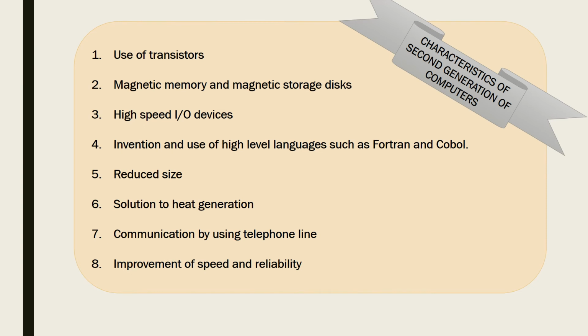The main features of the second generation are: use of transistors, reliable in comparison to first generation computers, smaller size as compared to first generation computers, generated less heat, consumed less electricity, faster than first generation computers, still very costly, AC required, supported machine and assembly languages.